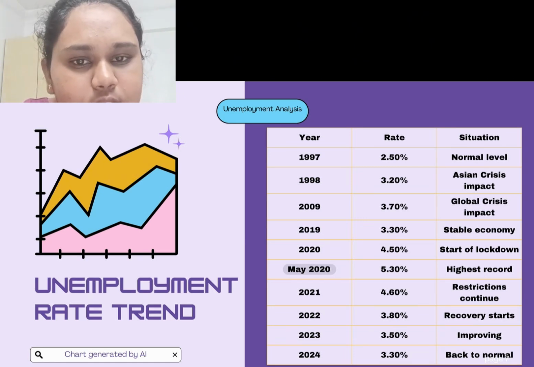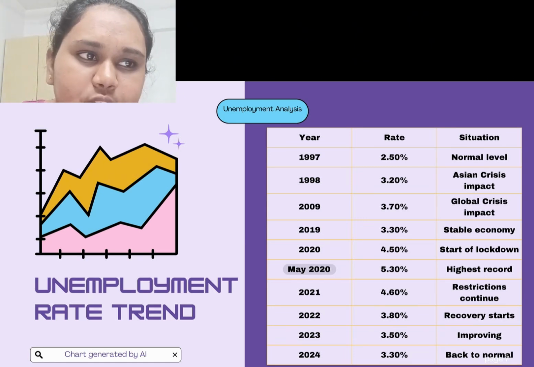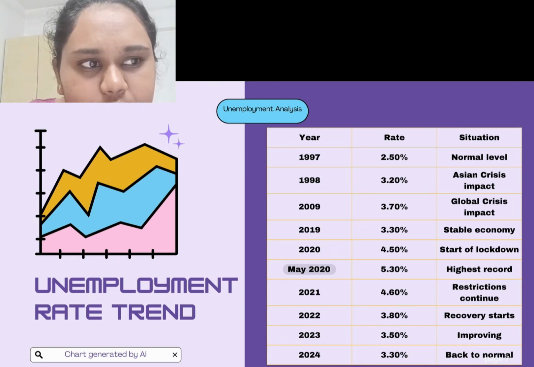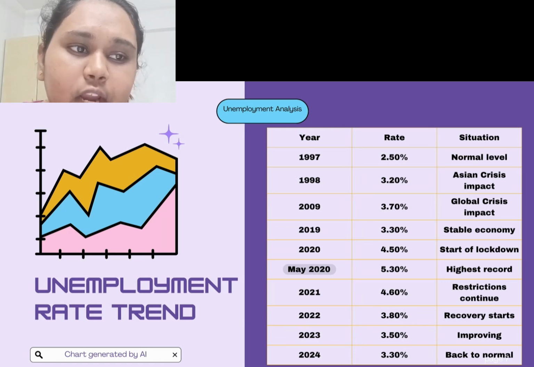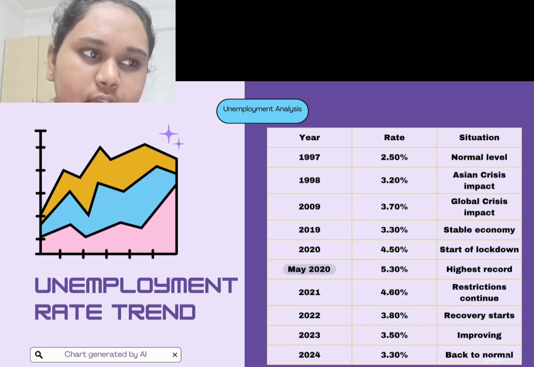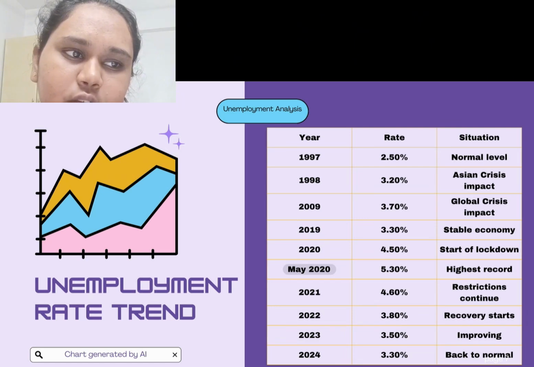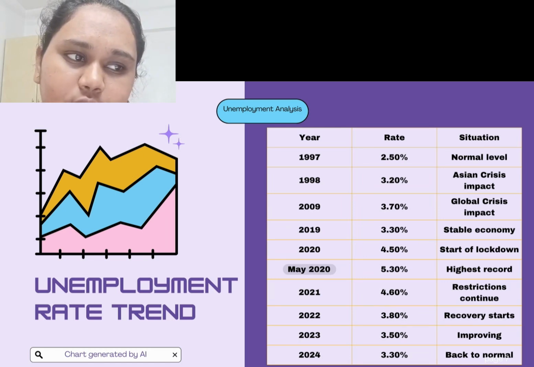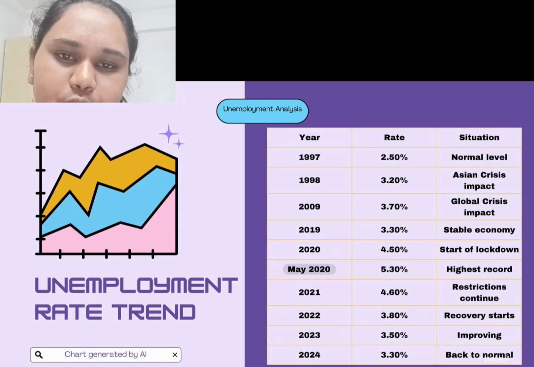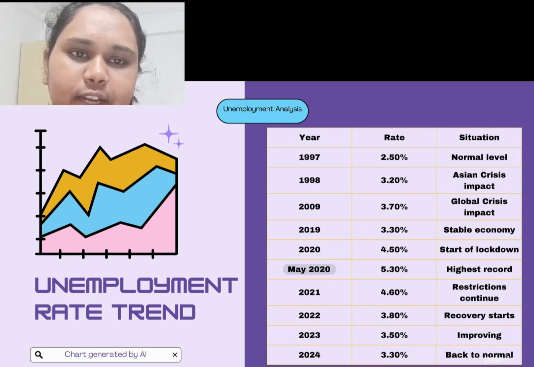It's the Asian crisis impact. In 2009 it's 3.70, the global crisis impact. In 2019 it's 3.30, a stable economy. In 2020 it's 4.50, the start of lockdowns. In May 2020 it's 5.30, the highest record. In 2021 it's 4.60. Then it stays at a minimum until 2024. In 2024 it's 3.30.